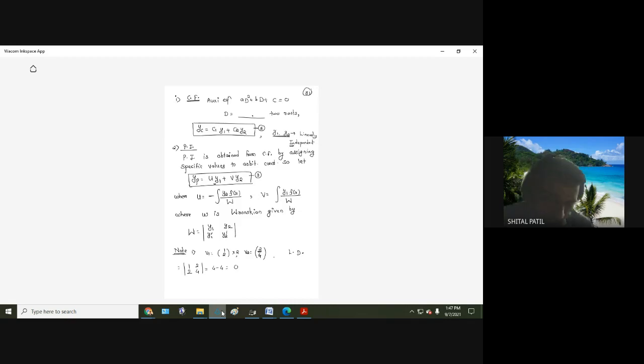You check it for the derivative also. Now suppose I have a vector v1 as 1 2 and v2 as 1 3. These vectors are linearly independent, so the determinant is 1 2 1 3, that is 3 minus 2, not equal to 0. Whenever vectors are linearly independent, the determinant is not equal to 0. But y1 and y2 are linearly independent, so the Wronskian will be non-zero. This is the way to find u, v, y1, y2 and everything.